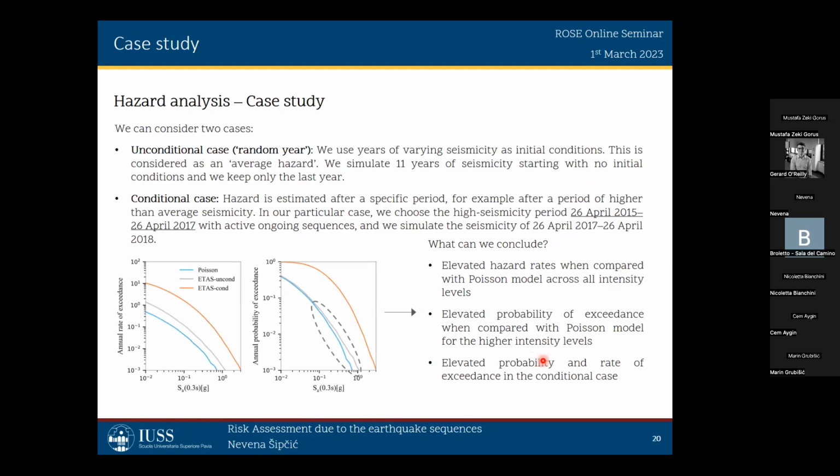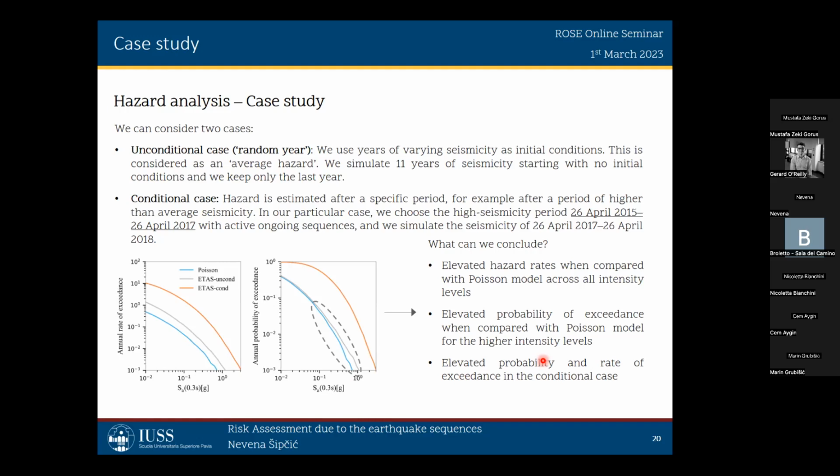So basically, the unconditional case is something mimicking the random year. We start with the 0 initial conditions, and we sample 11 years of seismicity. Then we disregard the first 10 years, and we keep only the last year. So in that way, we simulate different initial conditions every single time. So in that sense, this is the random year.